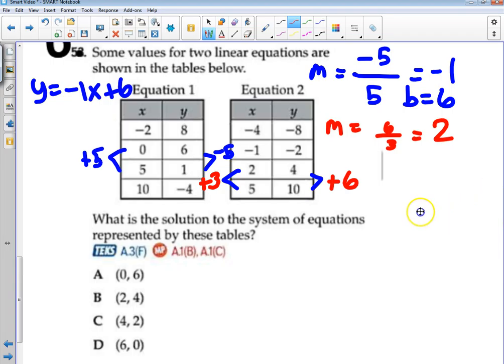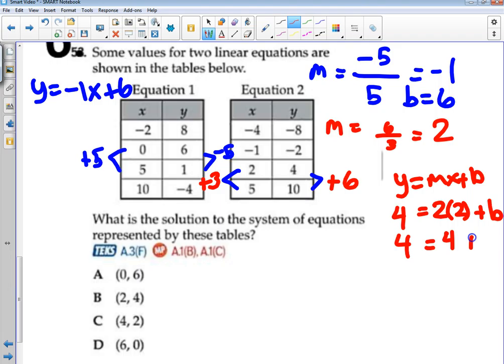And with the red one, I got to do a little bit of work. So if I have y equals mx plus b, I could find out what b is by plugging it in. So if m is equal to 2, I can use this easy point and plug in a 2 for x. I don't know what b is. That's still equal to y, which is 4. And then 4 equals 4 plus b. If you subtract 4 to make b by itself, you have b is equal to 0.